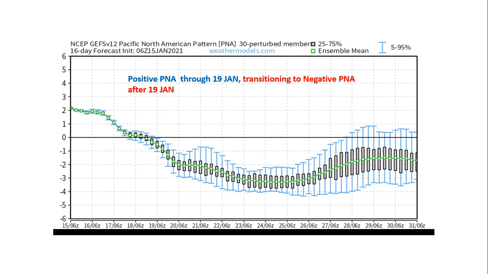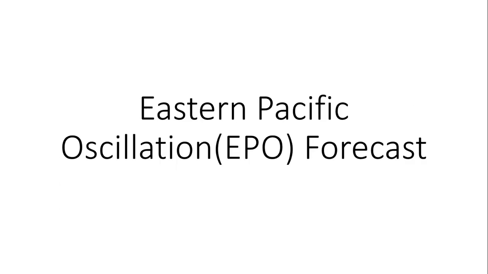And then finally, the NCEP GEFS v12 PNA, 30 members, 16-day forecast out to 31 January. Notice a positive PNA, the green line. That's about through the 19th of January. There's a very common theme here amongst all the models, pretty good consensus, transitioning to negative PNA after the 19th of January. Moving on to the Eastern Pacific Oscillation forecast.